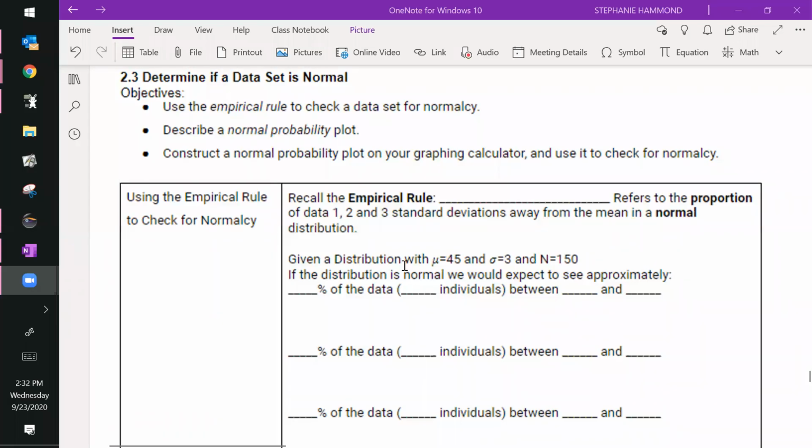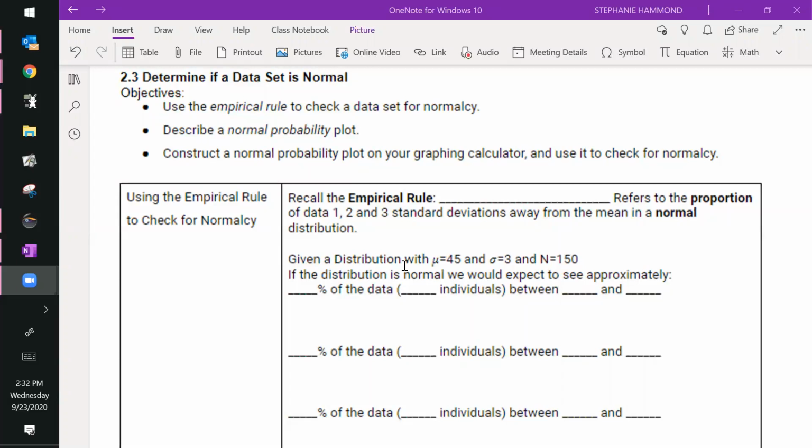All right, let's do 2.3. So reminder, this document is under note guides on Google Classroom if you want to print it out, but you are welcome to write your own notes as well. And I do expect you to still watch the videos in Apex, and this video that I'm making is just to supplement that. So in 2.3, we're going to determine if a data set is normal using some different methods.